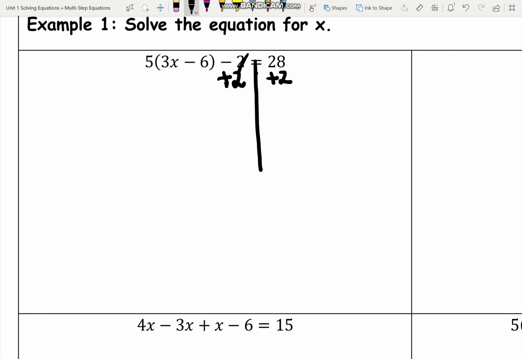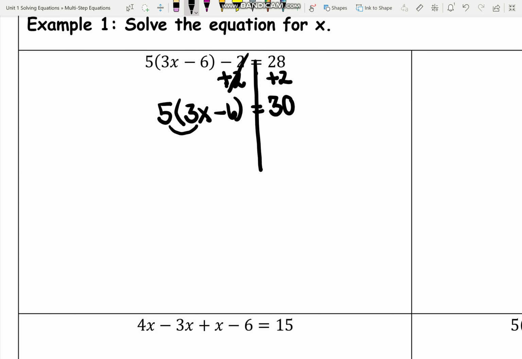And that leaves me with 5 times 3x minus 6 equals 28 plus 2, which is 30. So now I'm going to distribute the 5.